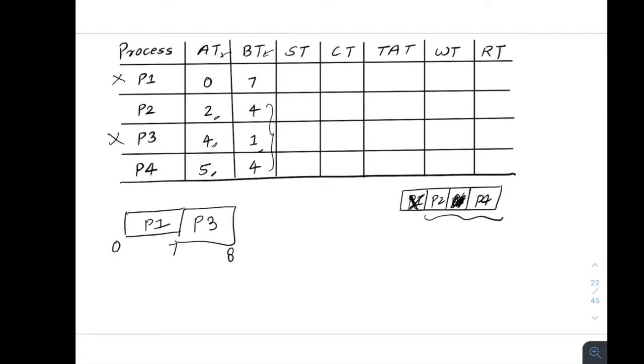Among P2 and P4, which has the least burst time? P2 and P4 both have equal burst time. Now what did I tell you to do when two processes have equal burst time? You will look at the arrival time. Which has less arrival time? P2 has. That means P2 will get the CPU next. And P2 has burst time 4, so 8 to 12.